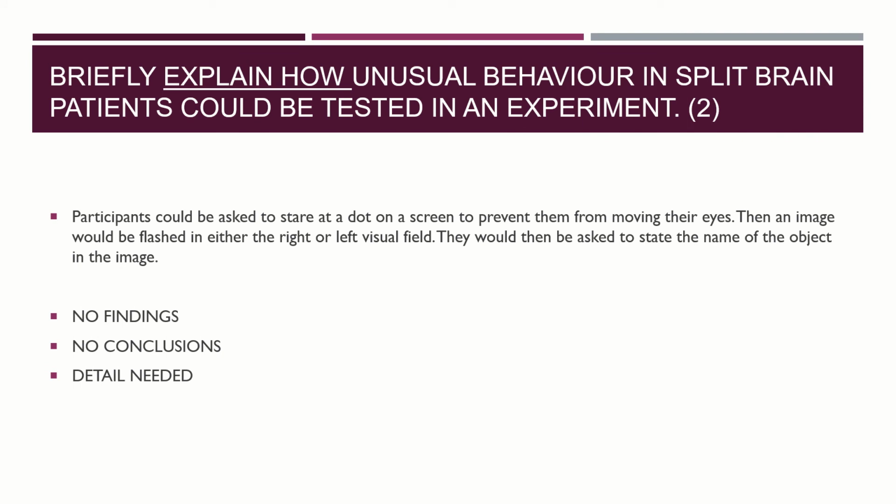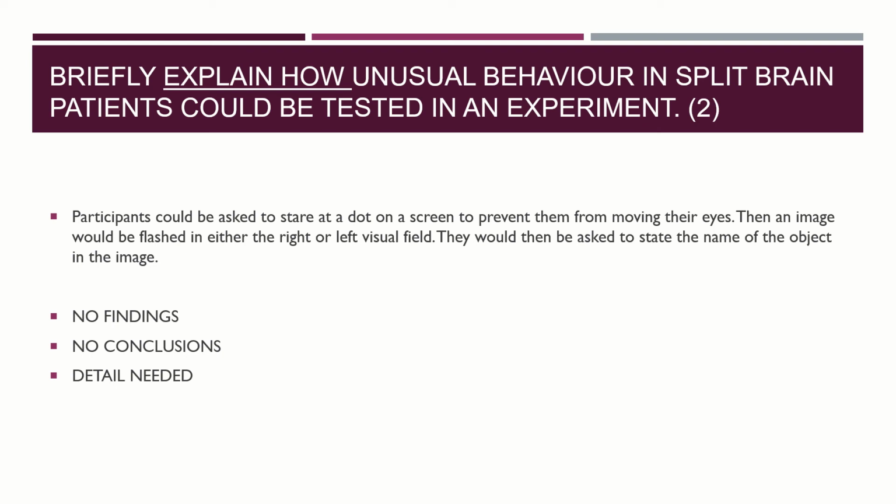Then we've got: briefly explain how unusual behaviour in split brain patients could be tested in an experiment, for 2 marks. If you see explain how, we've talked about this before, it is a step-by-step guide. Okay, and it is Sperry's research. You don't have to talk about Sperry's research, but it's the only type of split brain research that you are aware of, so it would be very wise to talk about that research. You do not talk about the findings, you do not talk about the conclusion, and it is only 2 marks, but you do need some detail in there.